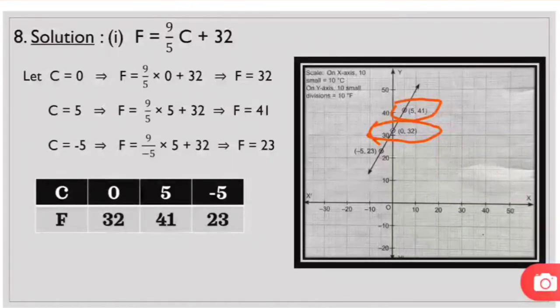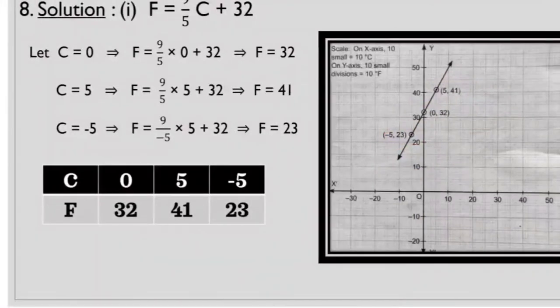Similarly, the third pair, that is minus 5, 23. Minus 5 comes on left hand side of x-axis. So between 0 and minus 10, we will take minus 5, and 23 comes between 20 and 30. So the third division will be 23. We'll plot the point here, that is minus 5, 23. After that, we join all the points and we can see that we get a straight line. This question number 8.1 you will solve on the graph board.